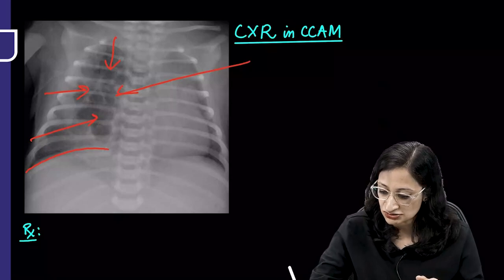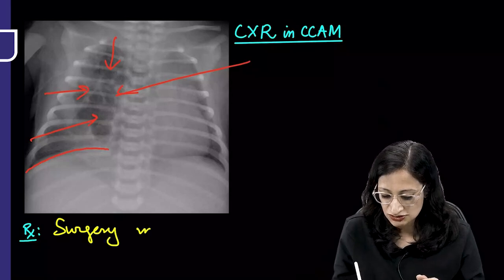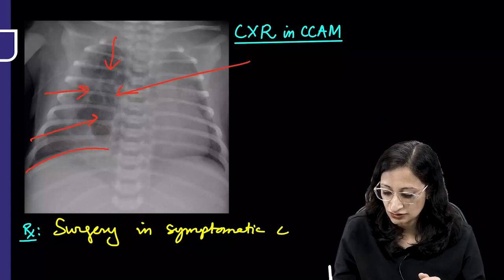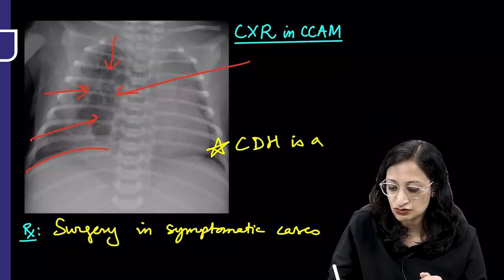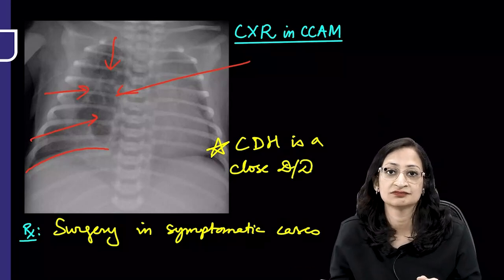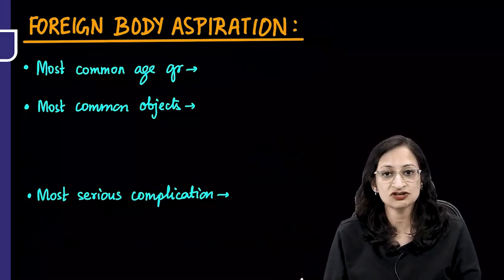And here also again surgery is required in symptomatic cases. So, surgery in symptomatic cases. And congenital diaphragmatic hernia is a close differential diagnosis of this condition, right? So, moving on to a little bit about foreign body aspiration in children.